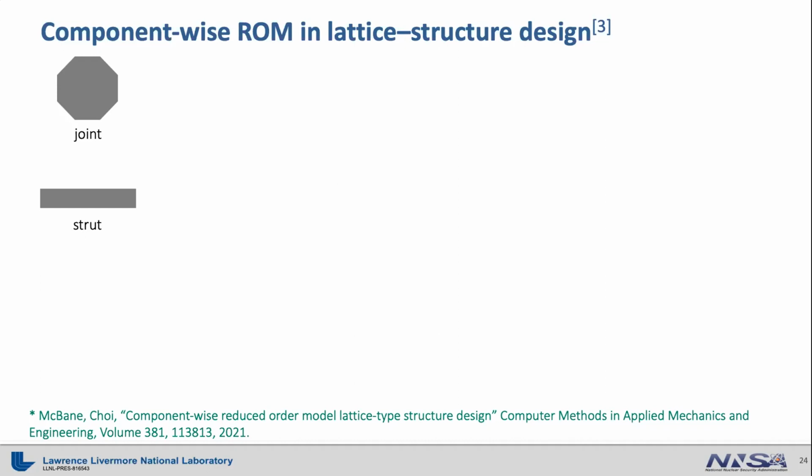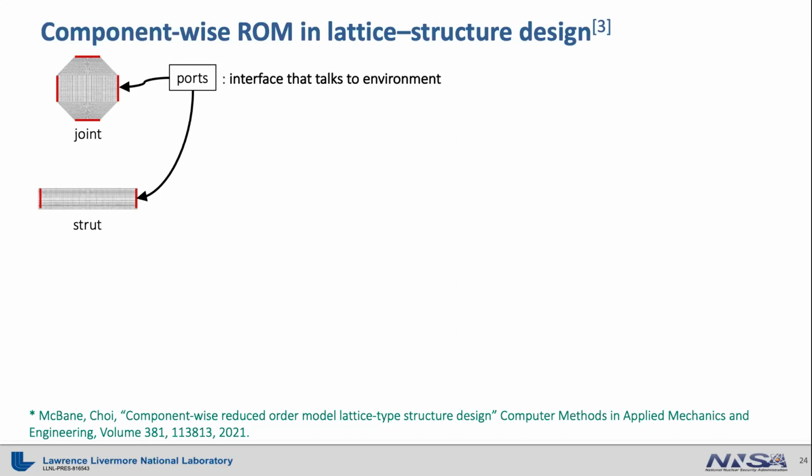Let me explain the process of the component-wise reduced model in a design optimization setting. First of all, we identify the reference components. Here we have identified a simple joint and strut component geometry. Then you introduce a finite element discretization for each reference component. Then we build the reduced models for each component, at the component level. Within the process of building component reduced models, we introduce a very important concept called ports, which is an interface that talks to the environment.